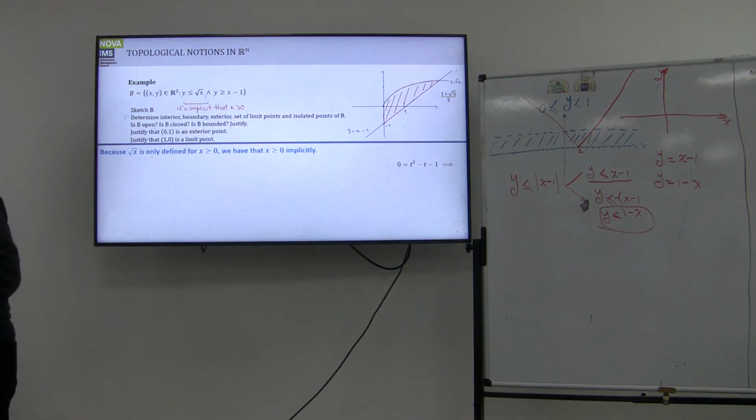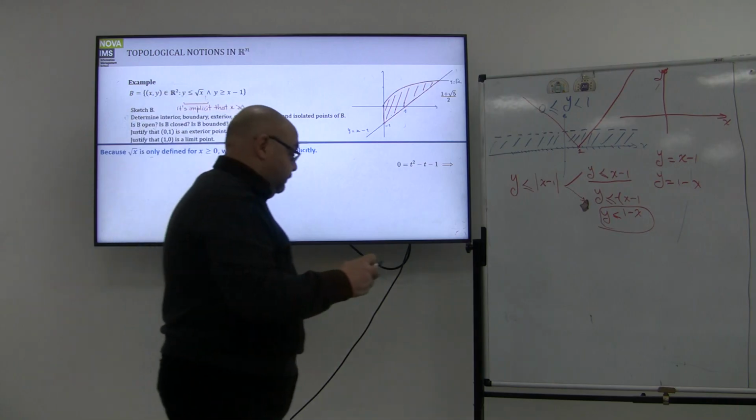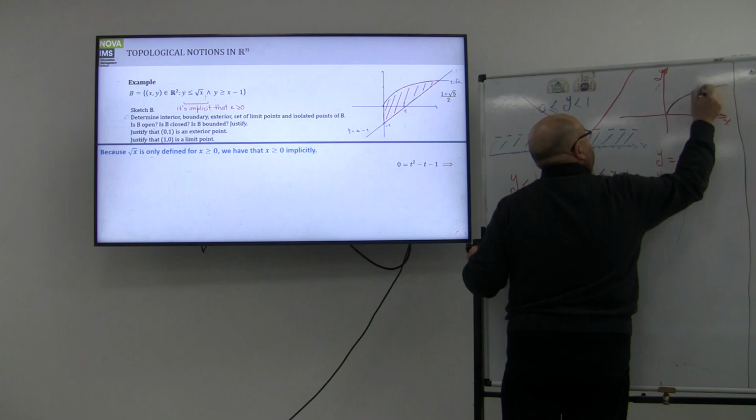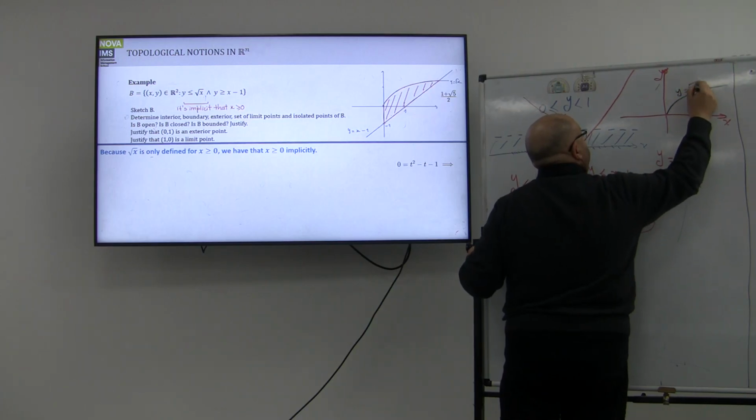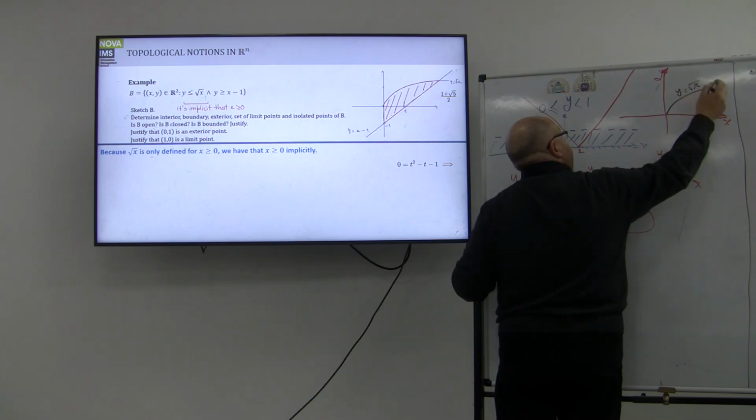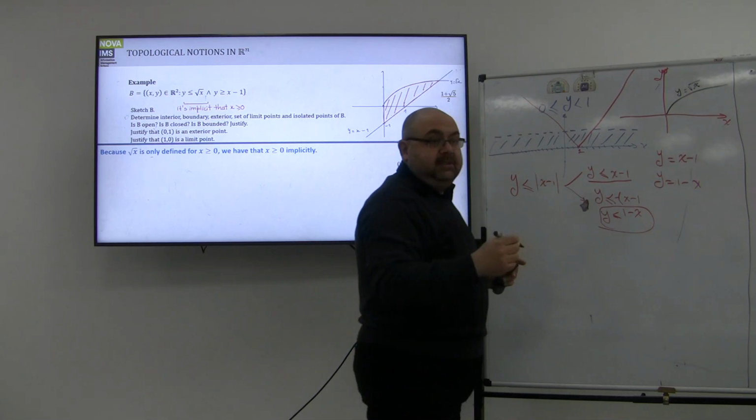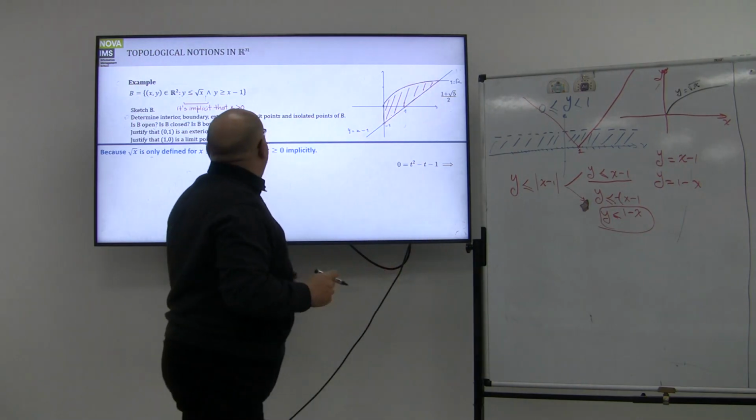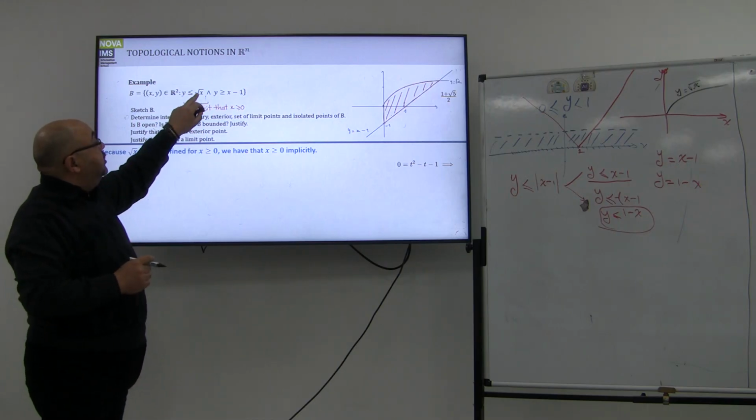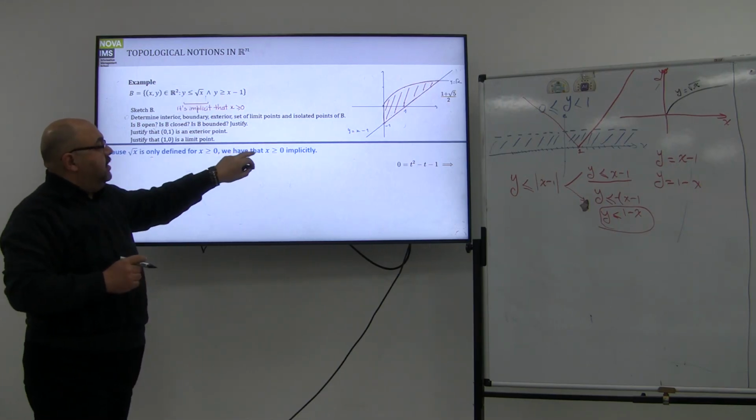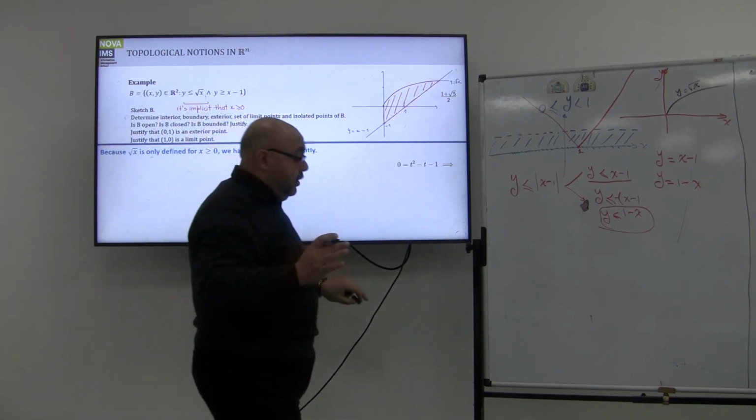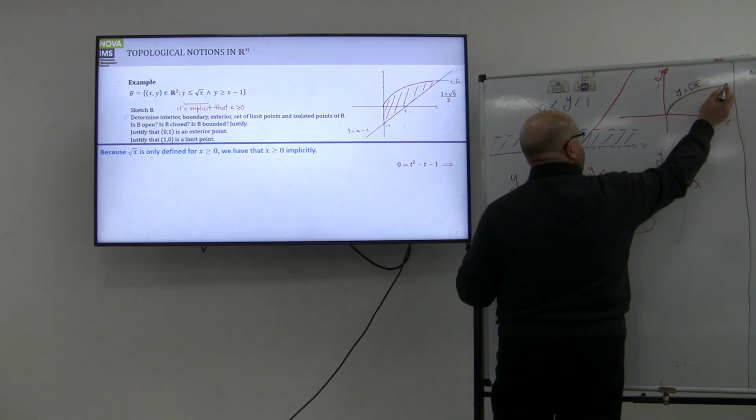So once more, if I want to draw root of x, this is y equal to root of x. Of course, y equal to root of x is going to be the above wing and the lower wing. But since y equal to root of x is only defined for x greater than or equal to 0, we have that x is greater than or equal to 0 implicitly. So I'm talking about the above part only of this curve.